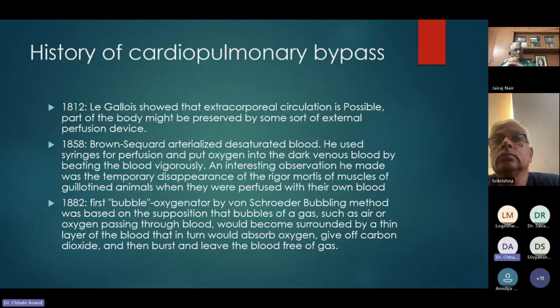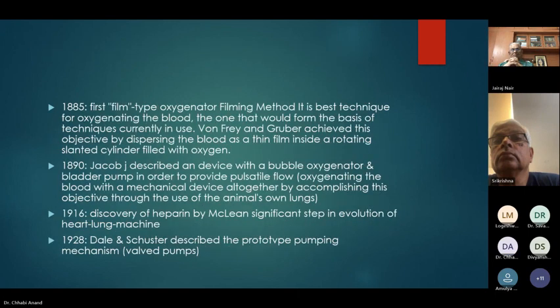In 1882, the first bubble oxygenator by von Schroeder. The bubbling method was based on the supposition that bubbles of a gas such as air or oxygen passing through blood would become surrounded by a thin layer of blood that in turn would absorb oxygen, give off carbon dioxide, and then burst and leave the blood free of gas.